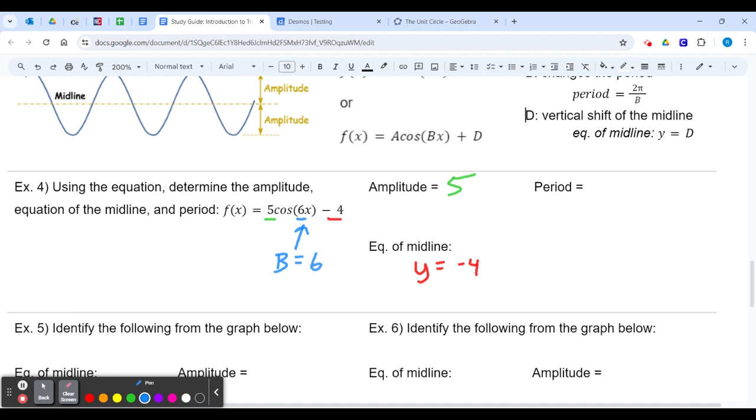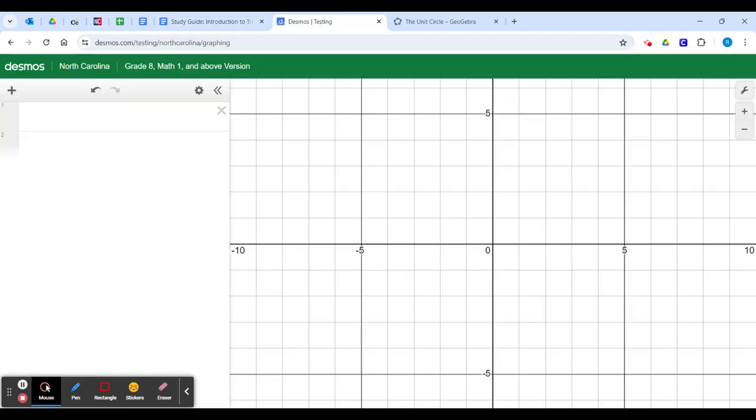B equals 6. And so that period is going to be 2 pi divided by B, which is 6. And we can just write that in simpler form then as pi over 3 in order to get that period. So let me just double check this in Desmos real fast, just to confirm that this equation matches our graph.